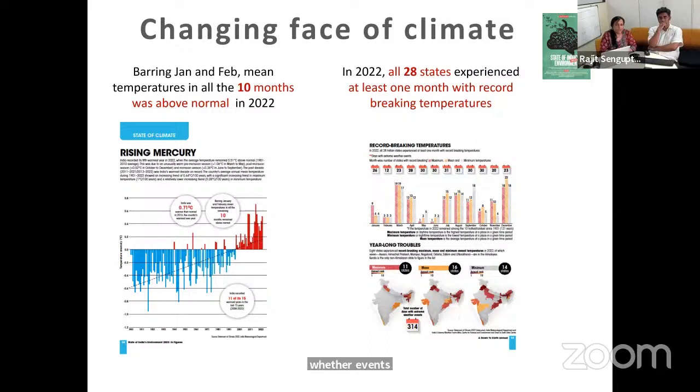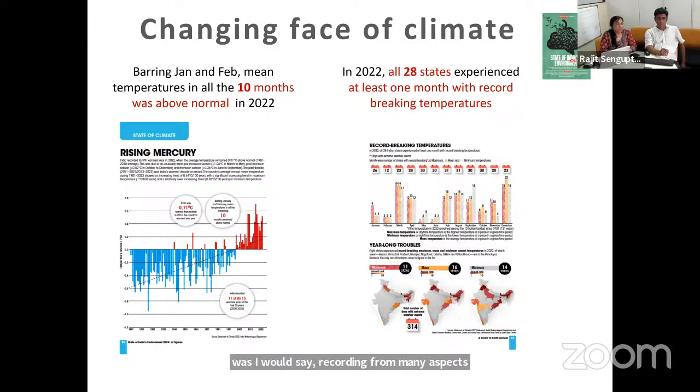So that was about the change between 2022 and 2023. But this next slide is all about the change the country has seen, state-wise, across 121 years of India's history, since we have the records on temperature kept by IMD. What the records show is that the year 2022 was record-breaking in many aspects.